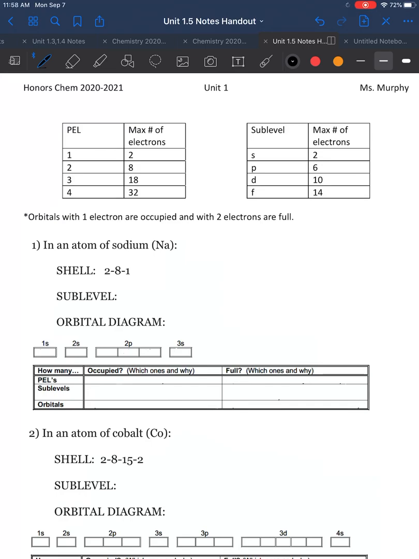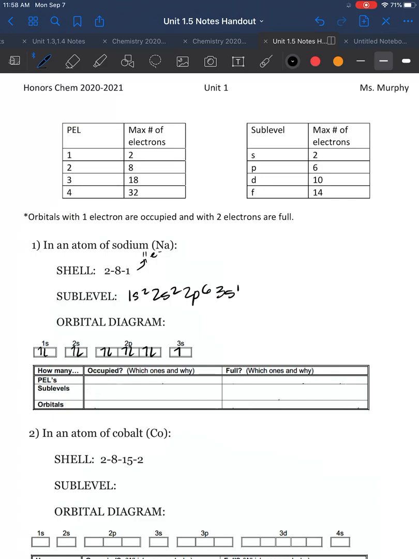So how I'd write the sublevel is 1s2, 2s2, 2p6, 3s1, getting my 11 electrons accounted for and filling in the correct order. So if I were to do the orbital diagram, I have boxes here already labeled, but filling it in, I would fill in the 1s, the 2s, the 2p, and then 3s, just a single lone up arrow.